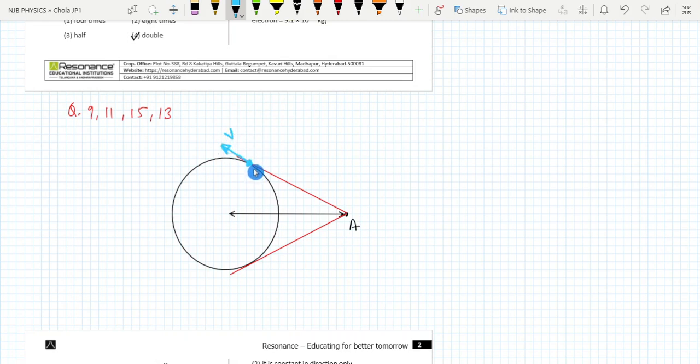Then at this moment the magnetic field at A will be zero, and when the alpha particle is here and moving in this direction, then again the magnetic field is going to be zero, because in these two positions you can see the point A lies along the line of motion of the alpha particle.